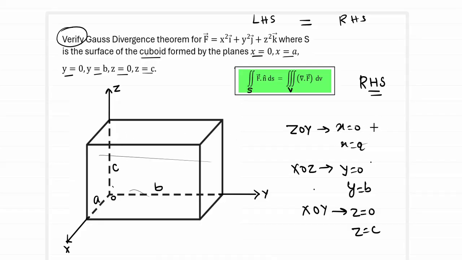Now, can we fix the limits? Where does our x vary? My x varies between 0 to a. Where does my y vary? Y varies from 0 to b. Where does our z vary? Z varies from 0 to c. So, I have the three integrals on my right hand side, and the limits for the three integrals are now fixed as x varying from 0 to a, y varying from 0 to b, z varying from 0 to c. Okay, now we will evaluate what is there in the right hand side.